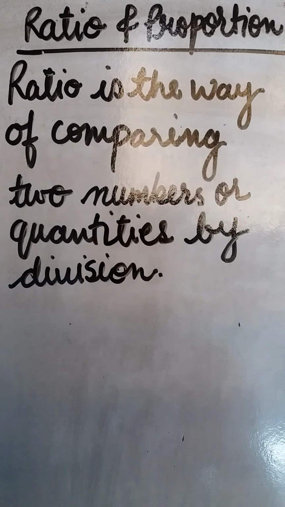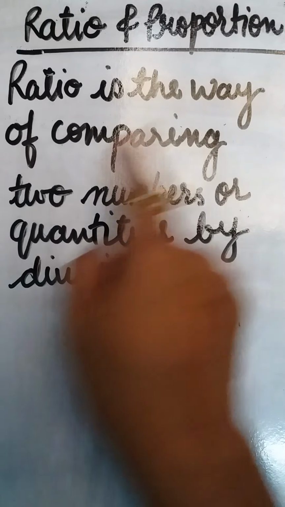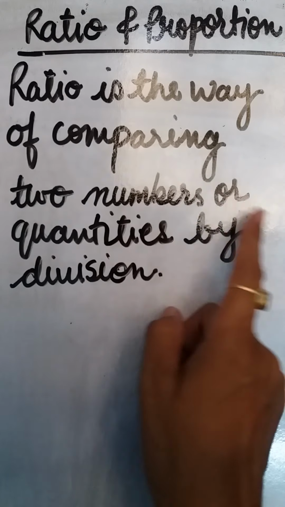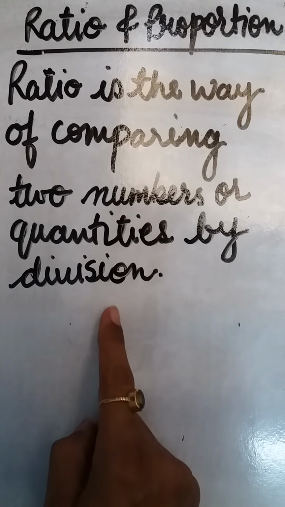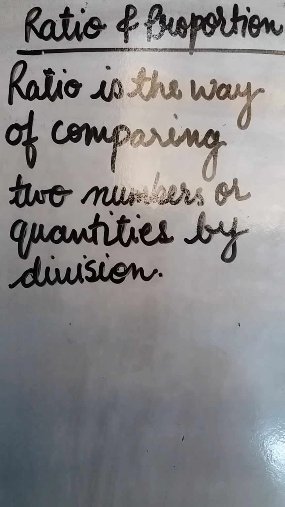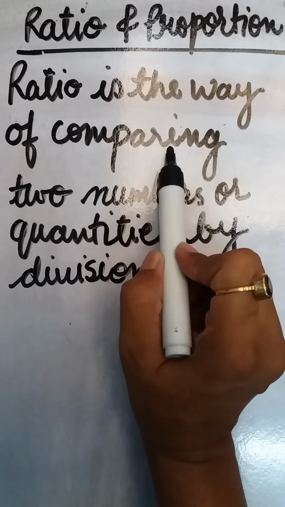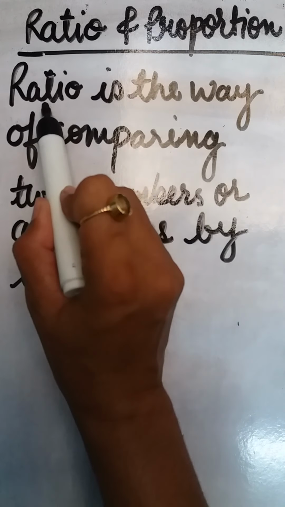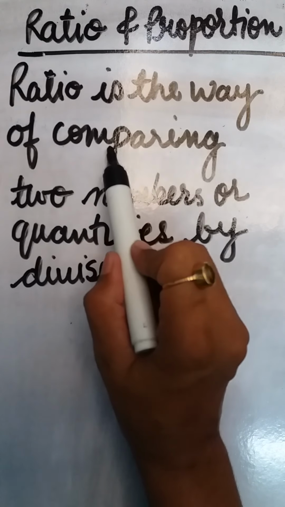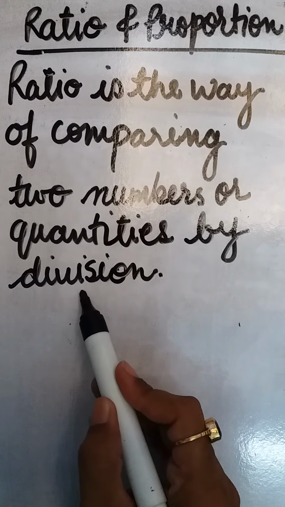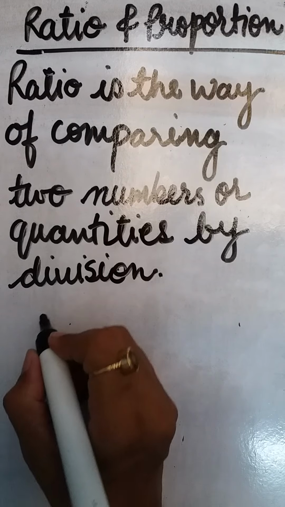What is ratio? Ratio is the way of comparing two numbers or quantities by division. We know already one thing, that comparison can be done with the help of subtraction also. But when we are talking about ratio, we are doing the comparison with the help of division. Let us take one example.